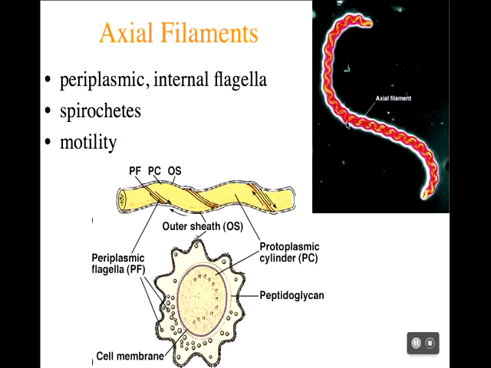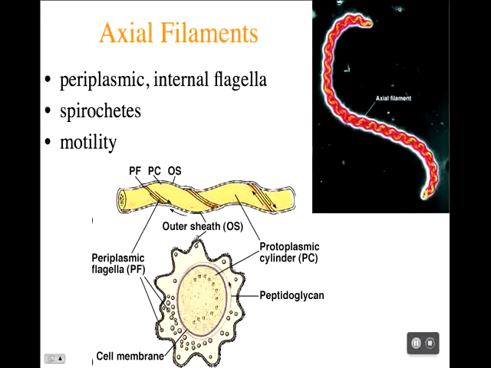You can see in that picture they're showing you the cell in red, and they're showing you the flagella in yellow attached here and wrapped around the entire cell, underneath what they call the outer sheath. So an axial filament is simply a flagella that's wrapped around the cell and then covered by the outer sheath.